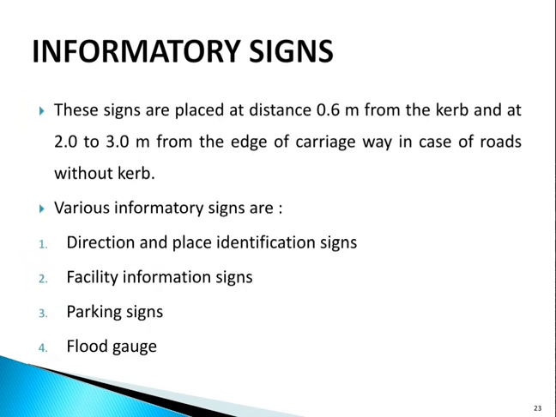So, these signs are placed at a distance of 0.6 meter from the curb and at 2 to 3 meter from the edge of carriageway in case of roads without curb. Various informatory signs are direction and place identification signs, facility information signs, parking signs, and flood gauge.